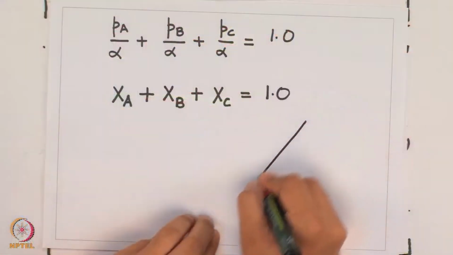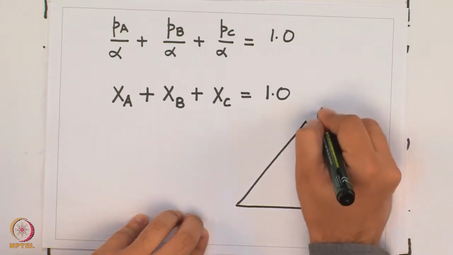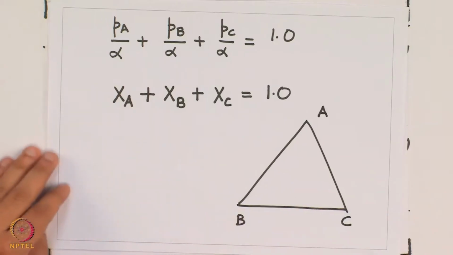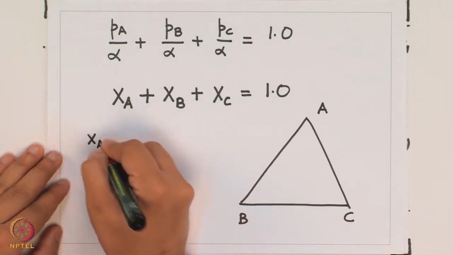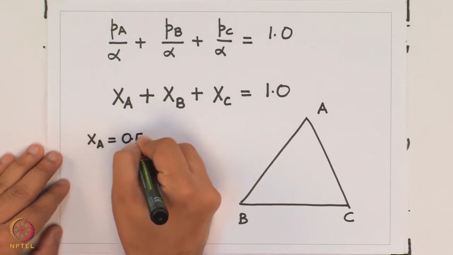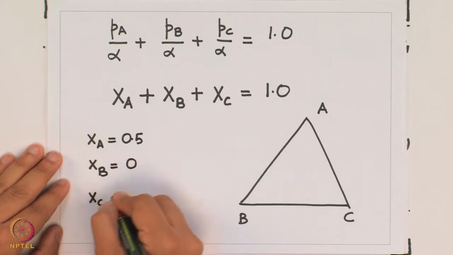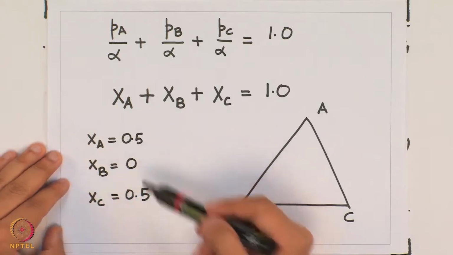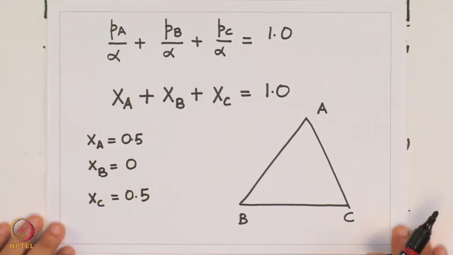Suppose I want to represent in this triangle a composition of an environment such that XA is equal to 0.5, XB is equal to 0 and XC is equal to 0.5. So you should check that XA plus XB plus XC is equal to 1. And how do we represent this point?